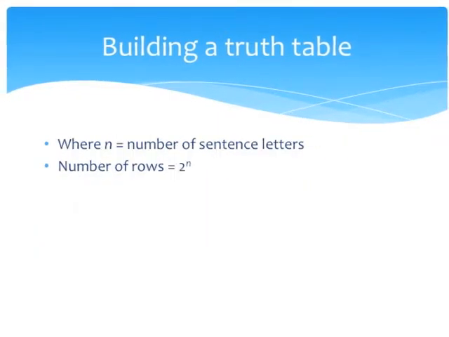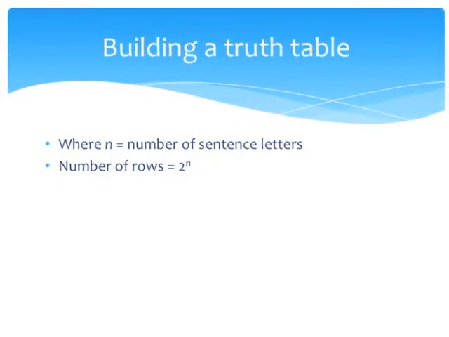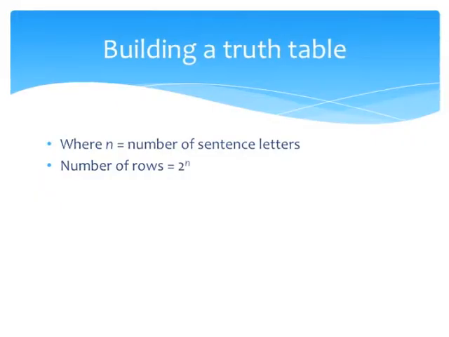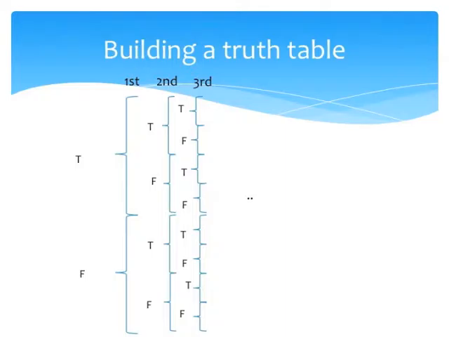The rule is that the number of rows is 2 to the power of n, where n is the number of sentence letters or atomic sentences, right? So if you have one sentence, it's going to be 2 to the power of 1, and if you have 2 sentence letters, it's going to be 2 to the power of 2, that is 4. If you have 3, it's 2 to the power of 3, that is 8, and so on.